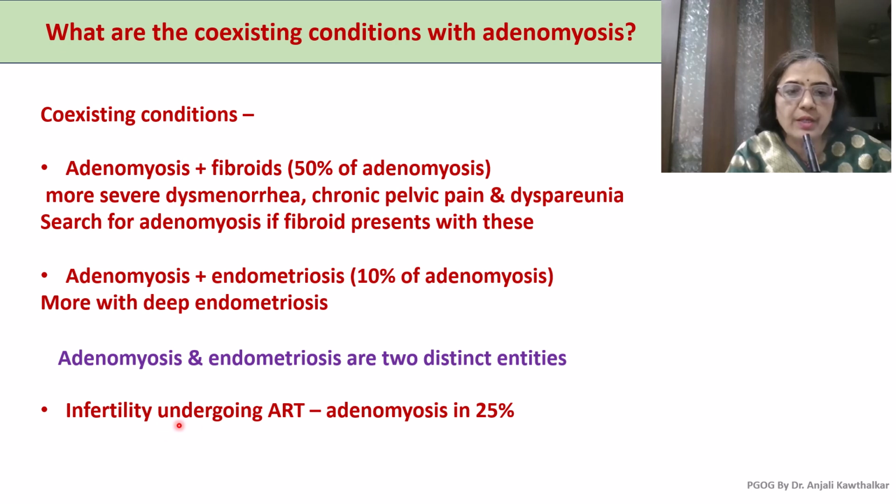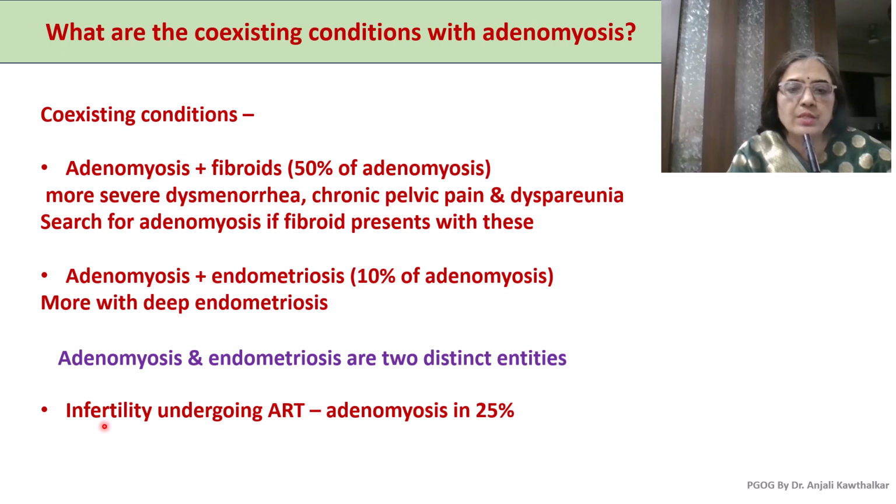in a group of infertility cases undergoing assisted reproductive technology, if we see say 100 cases, in 25 cases there is a presence of adenomyosis. It is as high as that: in women who are having infertility and going for assisted reproductive technology, 25% have adenomyosis. It is that high. So these are the three coexisting conditions: fibroid, endometriosis, and infertility.